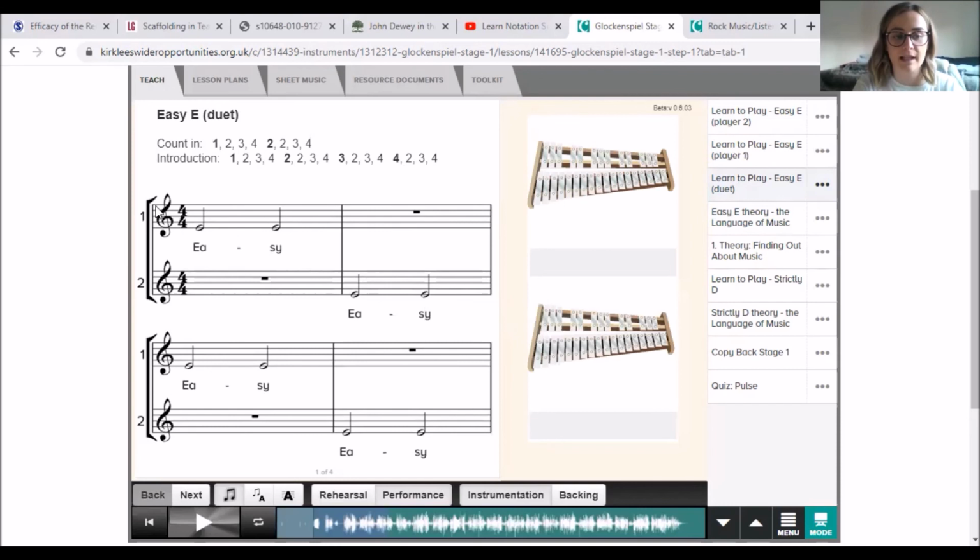Okay, so where it says 1, if you're player 1, you're playing this part. Player 2, you're playing this part. And when you see these, you are resting. You are not playing anything.